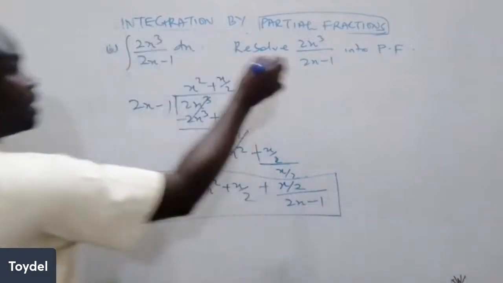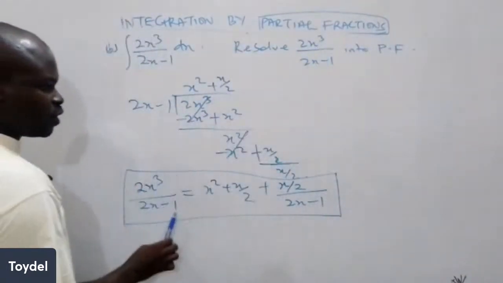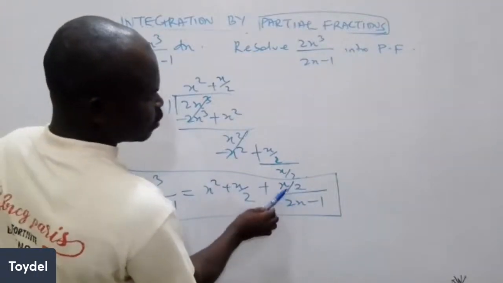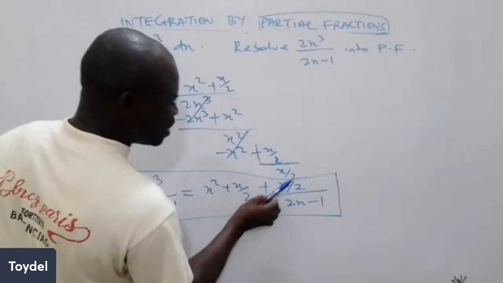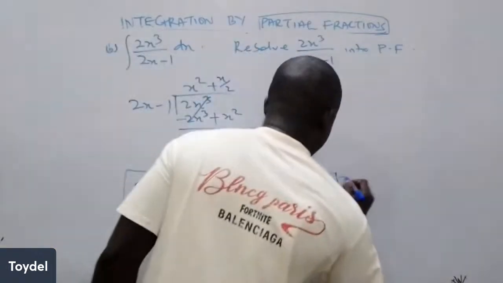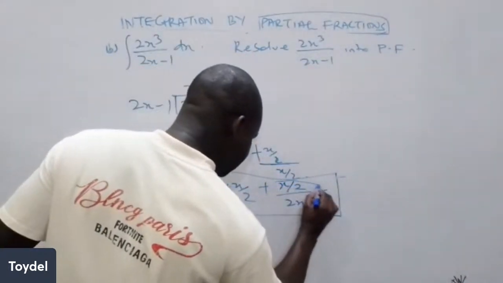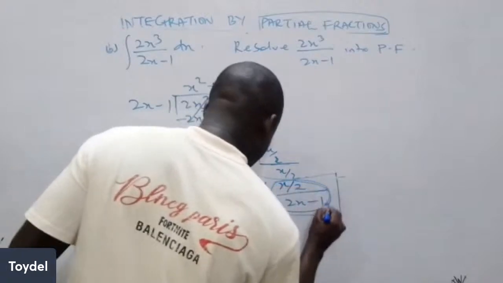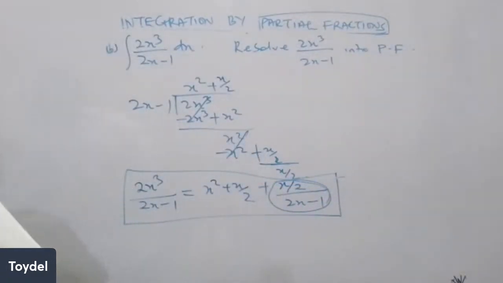We can't resolve this into partial fractions directly. We must first use the long division method in order to make either the degree of the numerator equal to that of the denominator, or the degree of the numerator less than that of the denominator, before we can resolve it into partial fractions. Then from there, we leave this part alone, and we resolve that part into partial fractions.